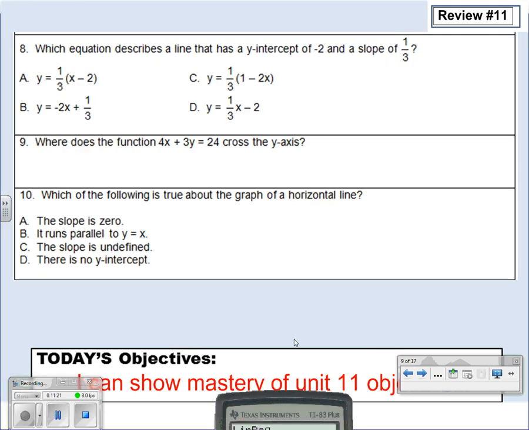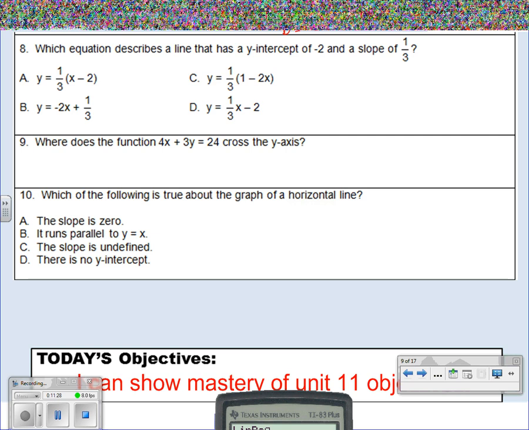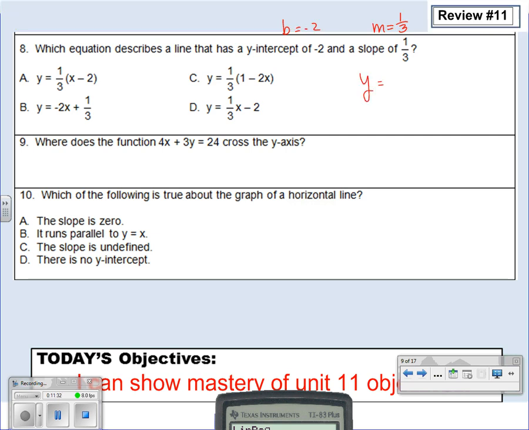Number 8, which equation describes a line that has a y-intercept of -2, that's our b value, and a slope of 1/3, that's our m value. So we're looking for something that has a 1/3 x minus 2. That answer is D.